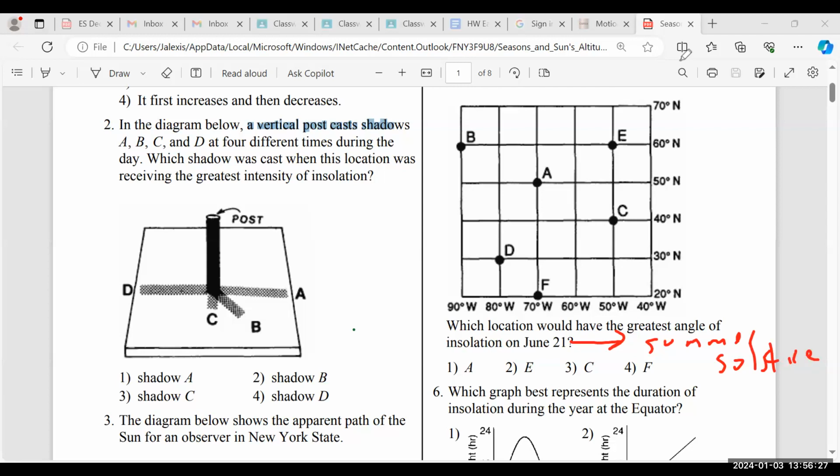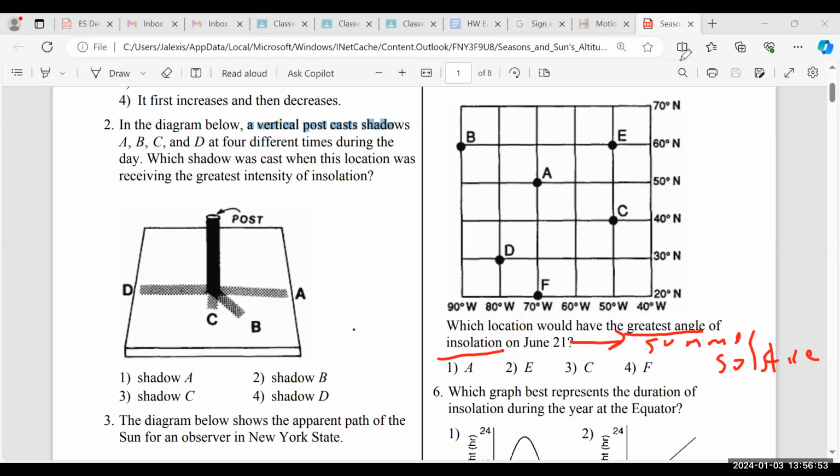Now it says which location would have the greatest angle of insolation. So that means which location would receive the highest angle of the sun. That is what this question is asking. The greatest angle of insolation, where is the sun at its highest point? Which latitude will it be?